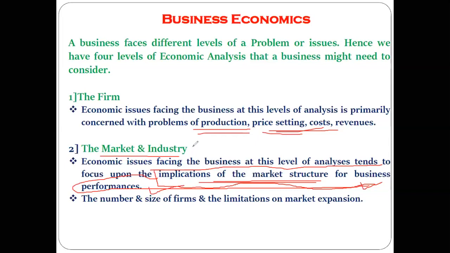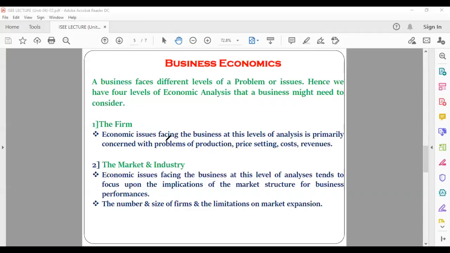Okay, the second level is what? The level of the market and the industry. At the first level, what kind of problems do businesses have to face? Production, price setting, cost, profit, etc. That is at which level? Firm level. Right? The second level is what? The market level. At the market level, which kind of problems do businesses have to face?